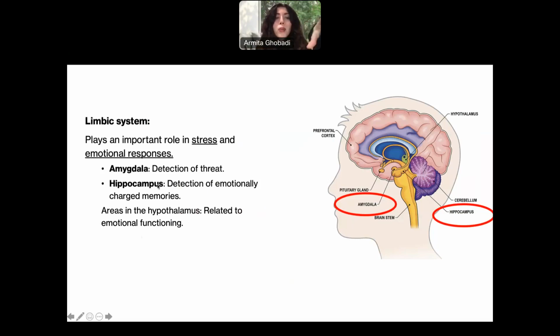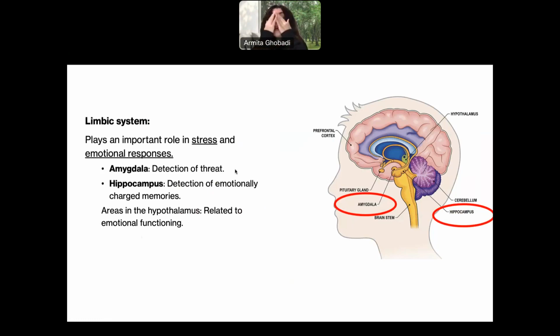So any problem in the amygdala is important because it is the way we detect, identify, and understand the threat out there. Then comes the hippocampus, which is very important for emotionally charged memories. But it is not only the hippocampus. For example, the hypothalamus is also responsible for memory.